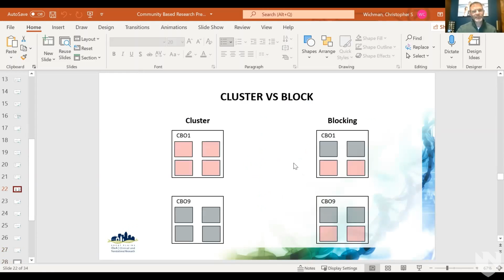Okay, and just to reiterate what the cluster is versus a block. In a cluster, let's say this is CBO1, and these 4 boxes represent each of the practitioners within our community-based organization. They're all getting the same treatment because the treatment was assigned to the cluster. Whereas in blocking, I still have the same 4 practitioners, but I've randomly assigned each of the conditions to 2 of the practitioners, and the other 2 get the other condition. So that's the big difference between cluster versus block.